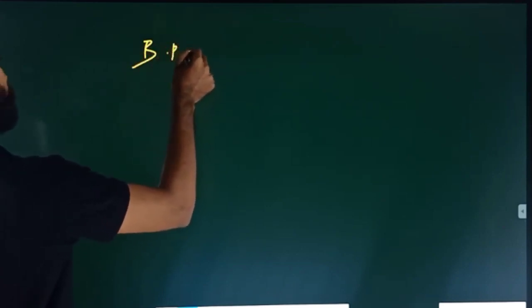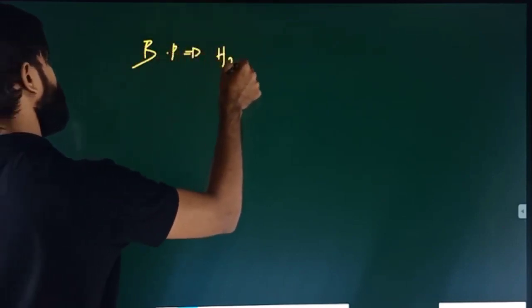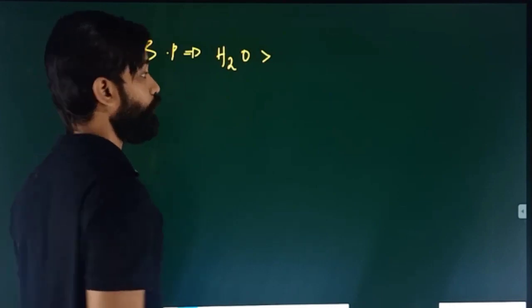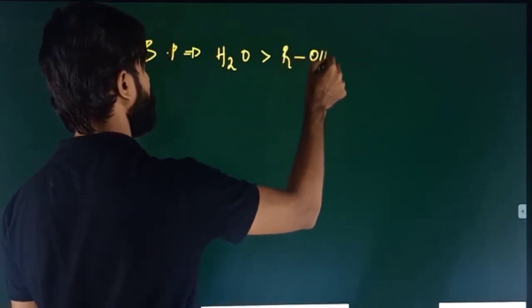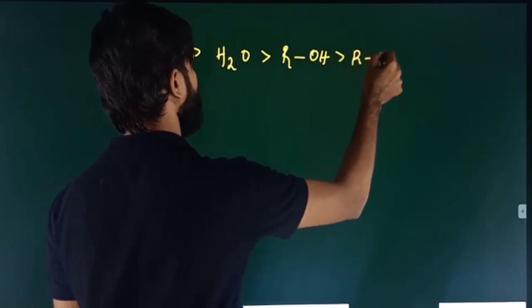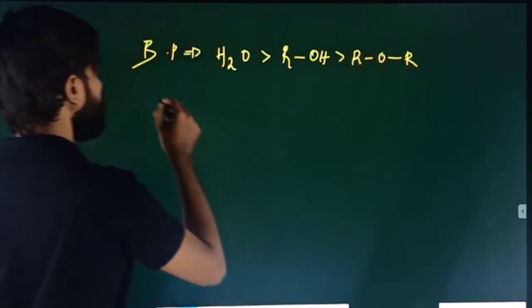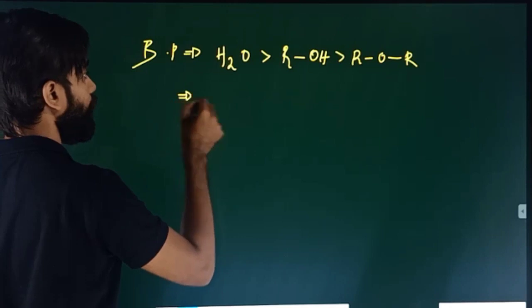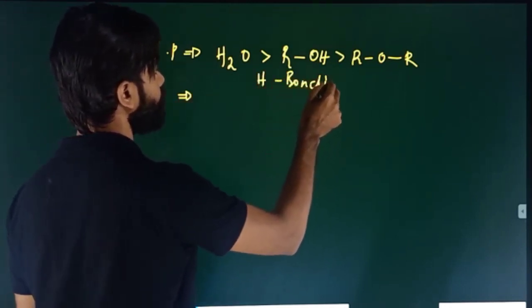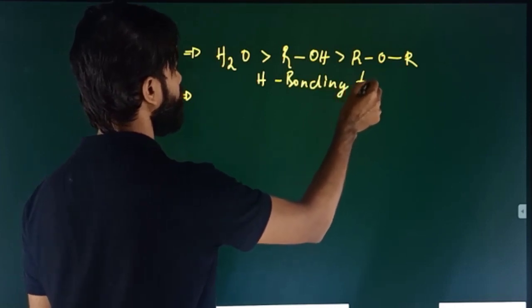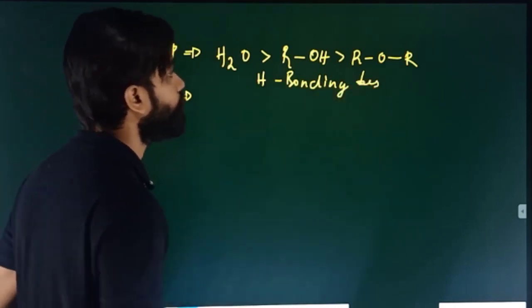The next, boiling point of H2O is greater than ROH, which is greater than ROR. This is due to hydrogen bonding decreasing. The strength of hydrogen bonding decreases from left to right.